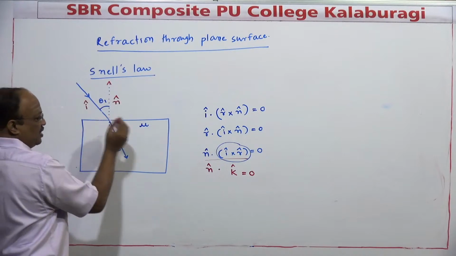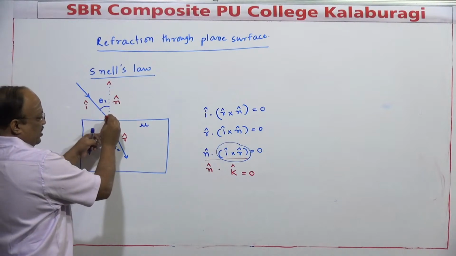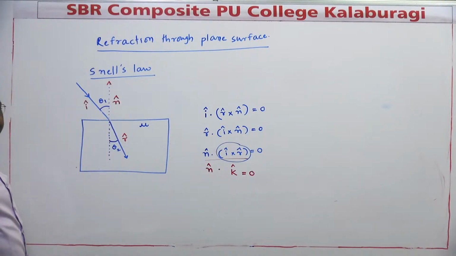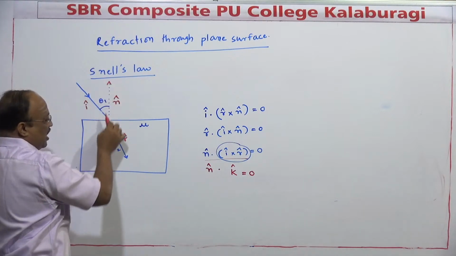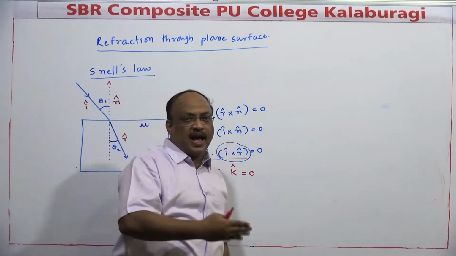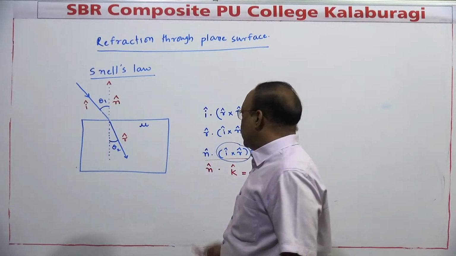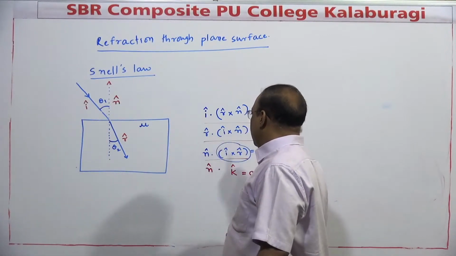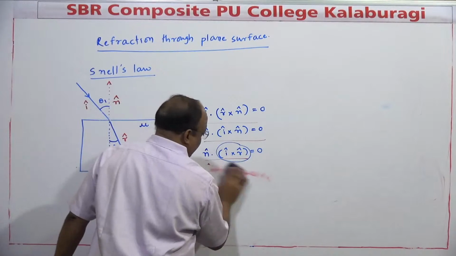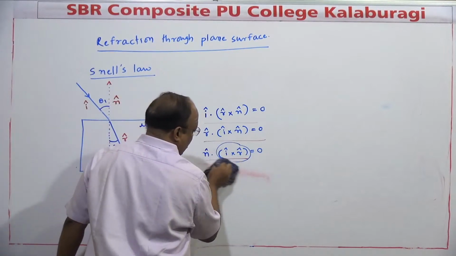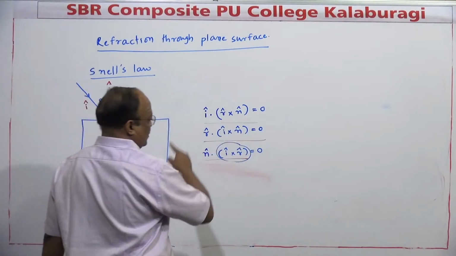Sorry, R and k. The resultant of these two, if I take R and this, they are 90 degrees to one another. So like this, if the incident ray, refracted ray, and normal to the surface all lie in the same plane, then only this is possible. All these denote the first law of Snell's law. So this is the vector form of the first law.